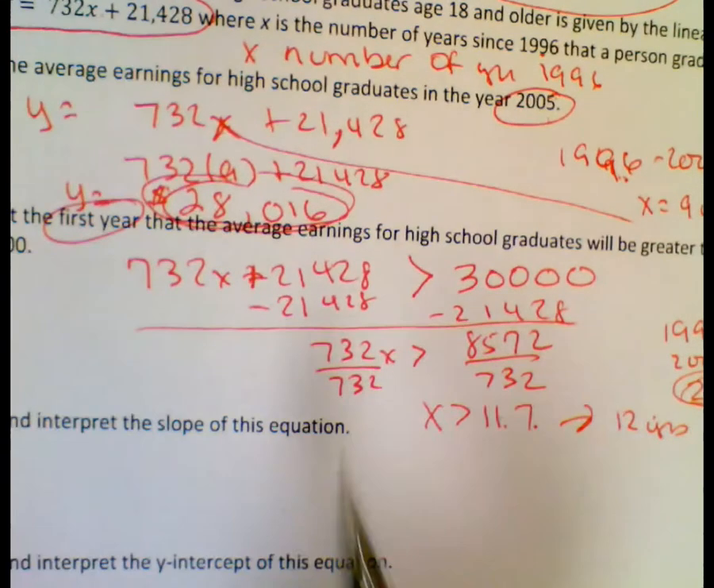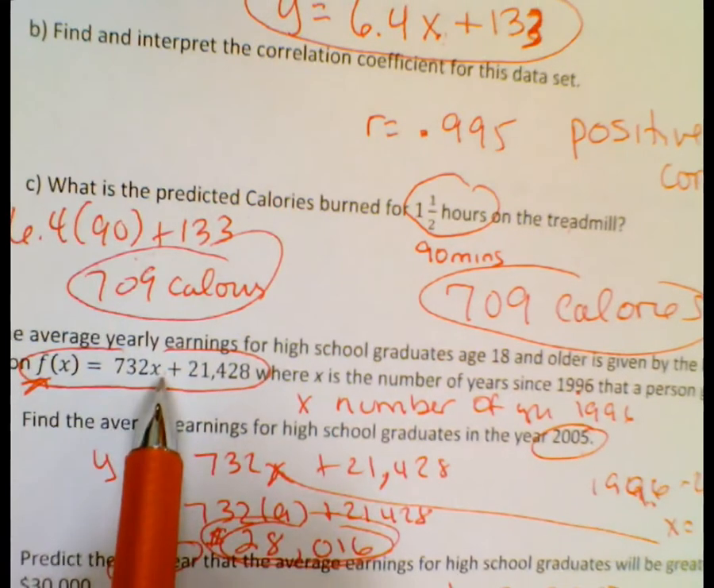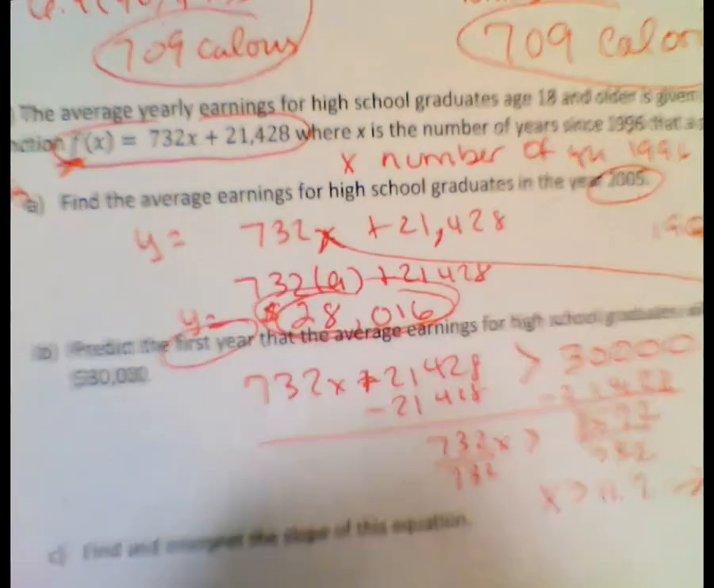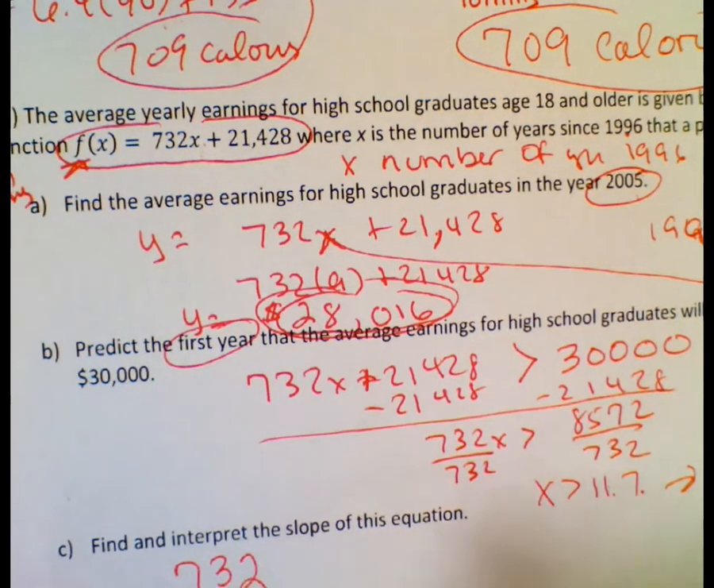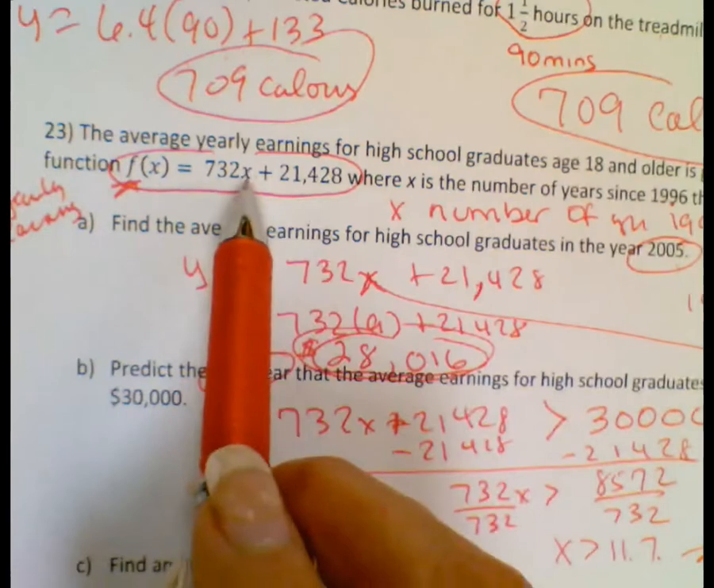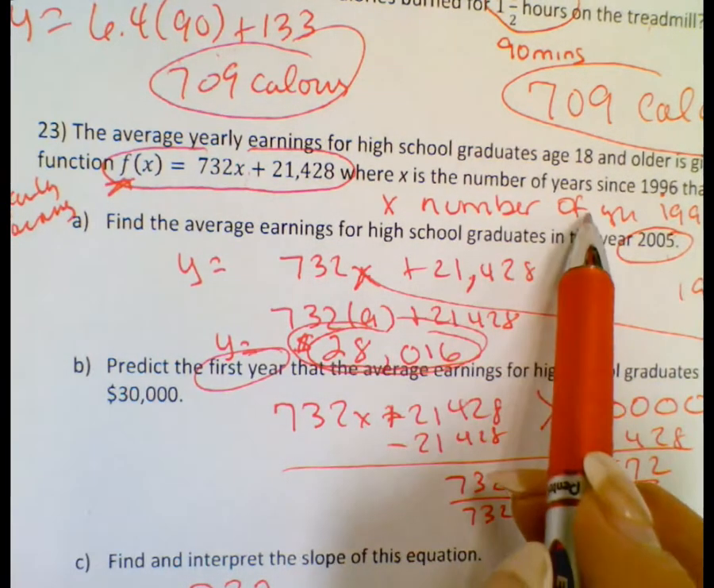Now, find and interpret the slope of this equation. So find x. There's x. You see x? That means the slope is the number in front of it. So the slope is 732. Interpret what the slope means. Remember, what does x mean? X means number of years.